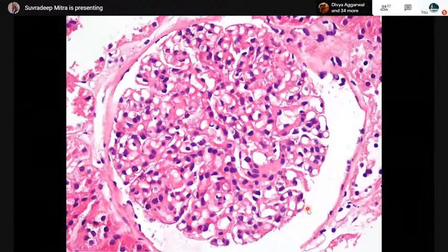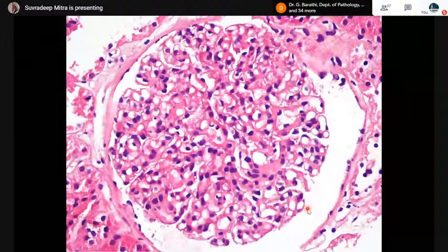Especially, I think when Dr. Debashish talks about focal segmental glomerulosclerosis, maybe next class, the importance of these two poles can be better highlighted.